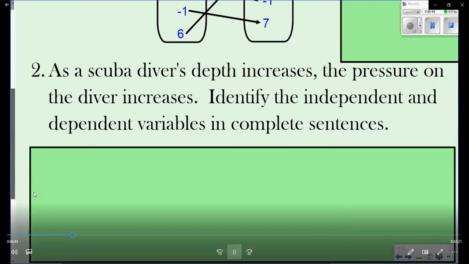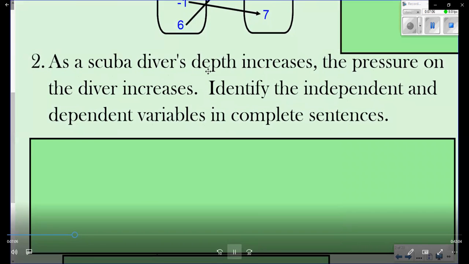And then you also did a graph where you have to figure out what was independent and what's dependent. Remember, independent is your x values and dependent are your y values. The y is dependent on the x. So it gives you an example.